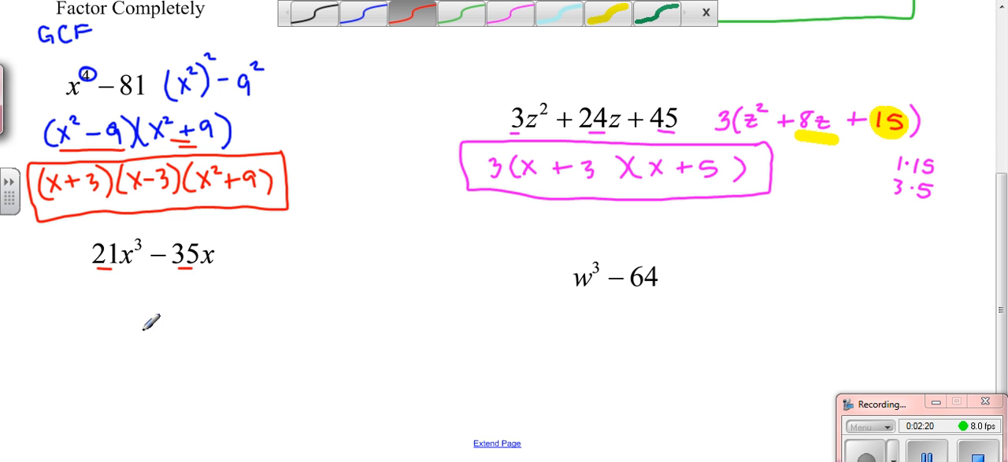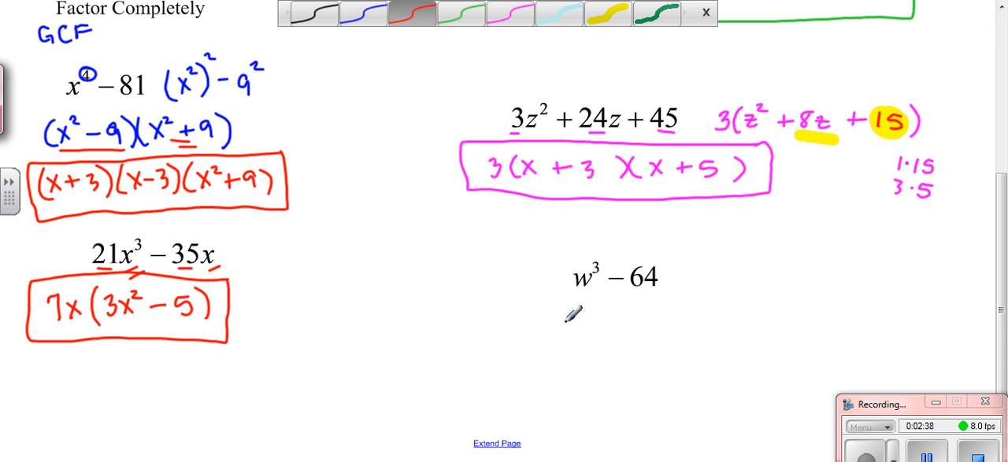21 and 35 have a common factor of 7. x cubed and x have a common factor of x, and when I take that out by division, I end up with something like this. There are no common factors or factor pattern in 3x squared minus 5, so I know I'm done.